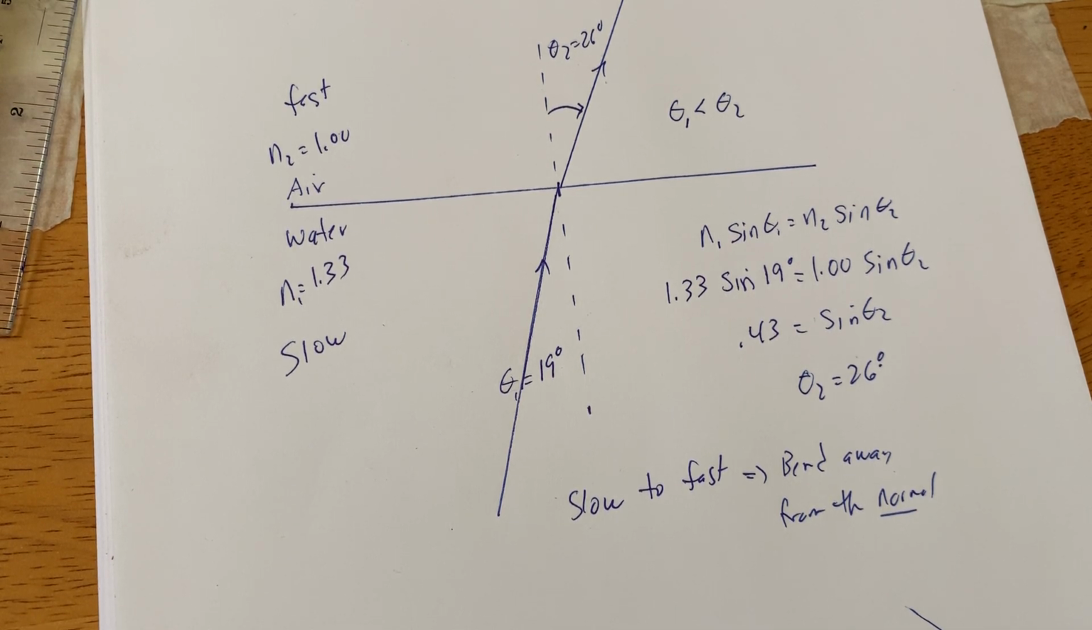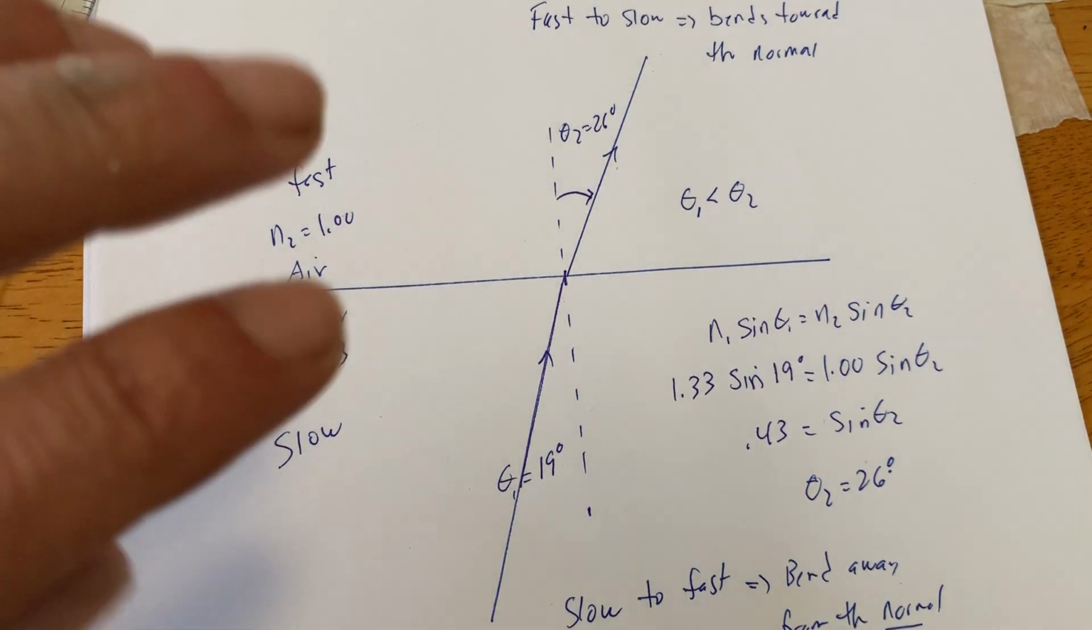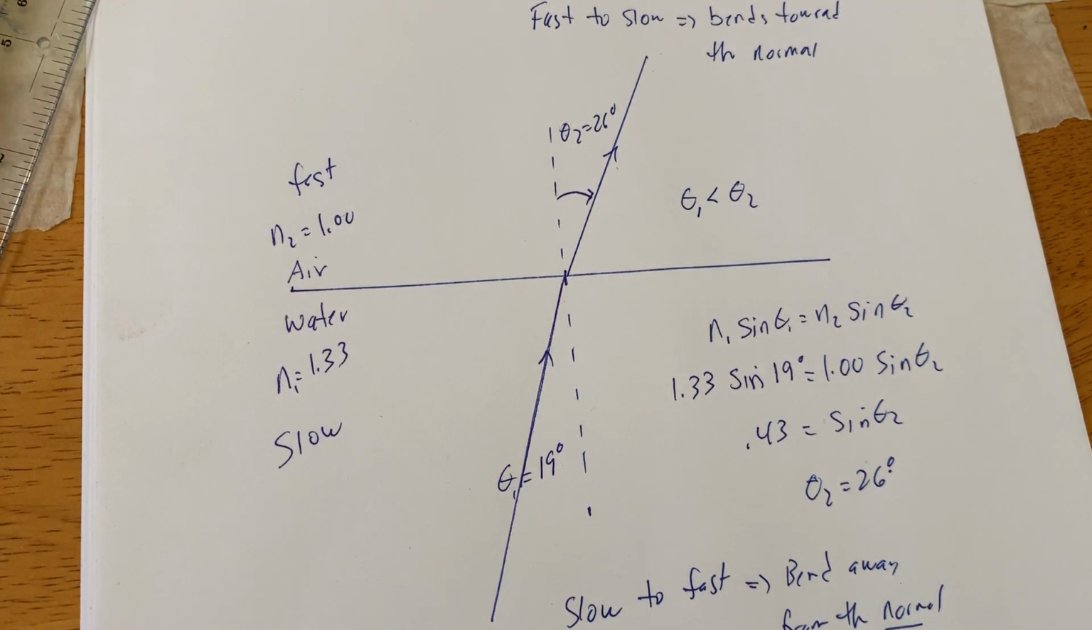What gives the indication of how it happens is the speed of the mediums. The relative speeds of the two mediums tell me which way I'm going to bend.